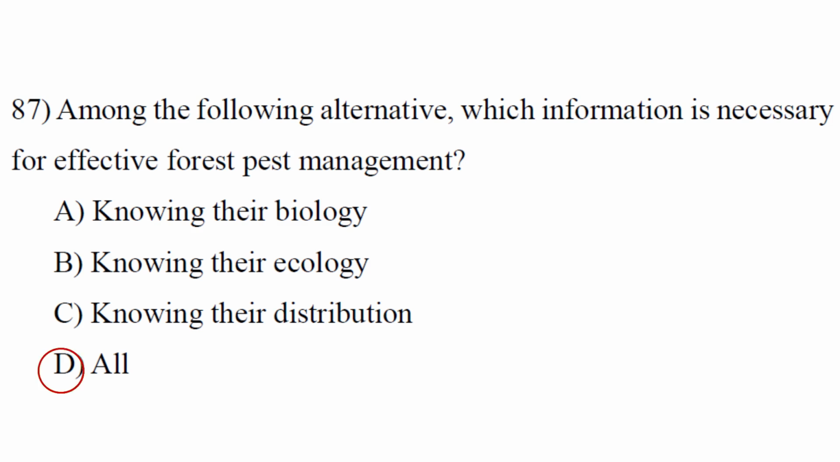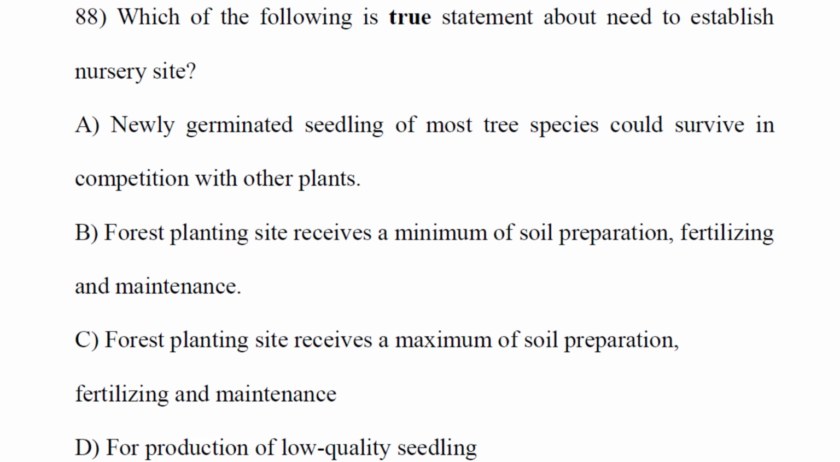Answer, D. All. 88. Which of the following is true statement about need to establish nursery site? A. Newly germinated seedling of most tree species could survive in competition with other plants. B. Forest planting site receives a minimum of soil preparation, fertilizing and maintenance. C. Forest planting site receives a maximum of soil preparation, fertilizing and maintenance. D. For production of low-quality seedling.